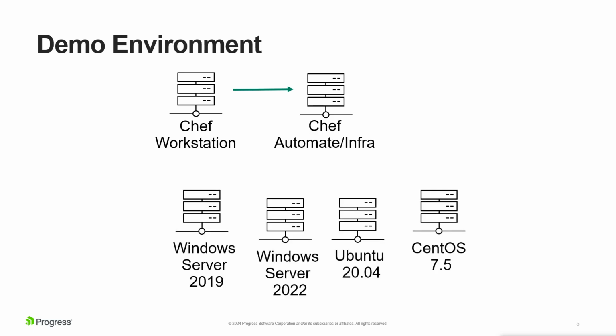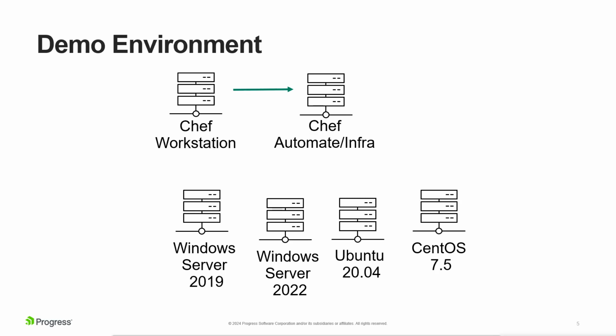And the nodes that we'll be working with themselves. We'll be running against a few different systems here. We have two Windows servers, one running 2019 and one running 2022. We have an Ubuntu 20.04 system. And since CentOS 7 is end of life next month, I thought it would be nice to add that into our demo one last time.